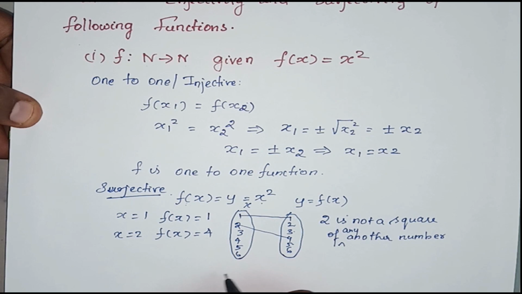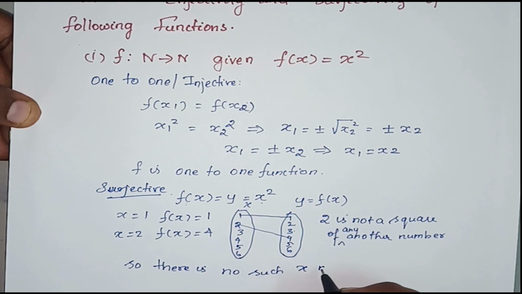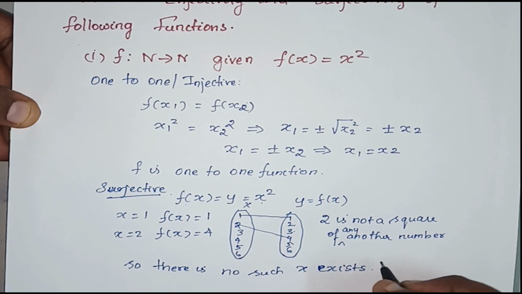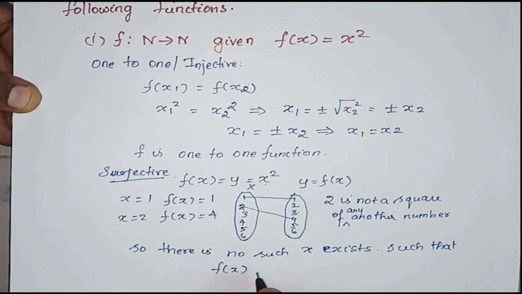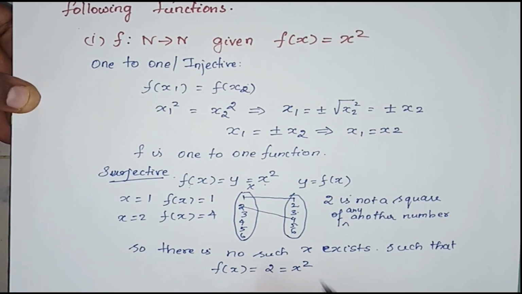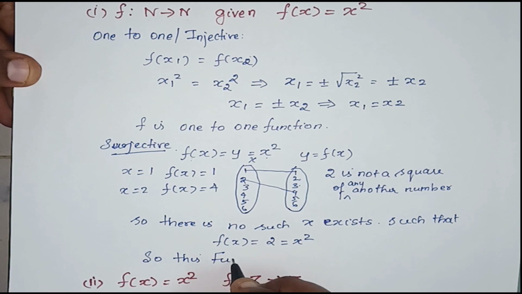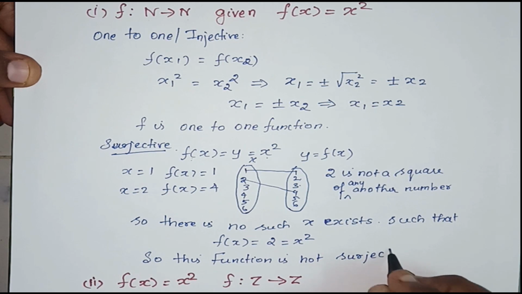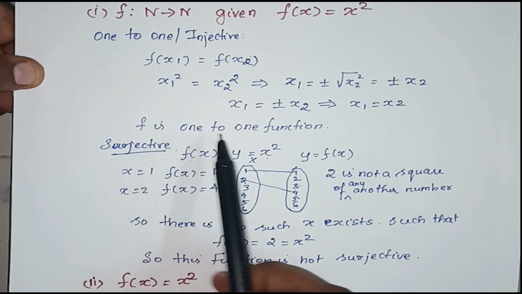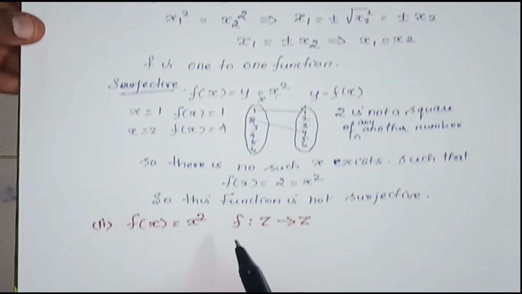So there is no such x that exists such that f of x is equal to 2, that is x square. So this function is not surjective. So this function is injective but not surjective. That is the first part. Next, second part.